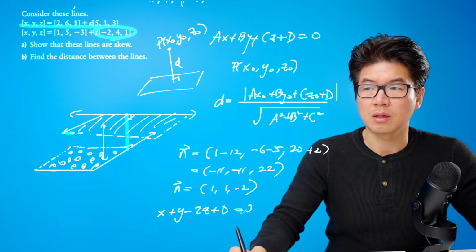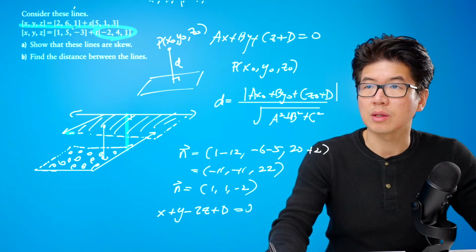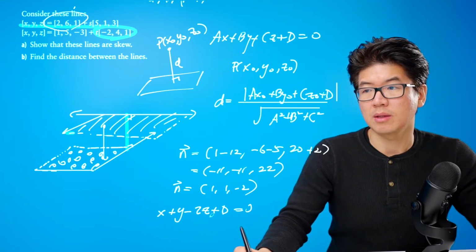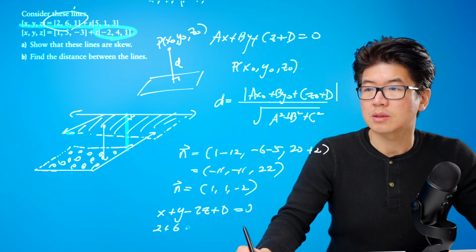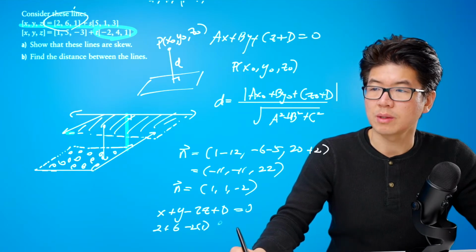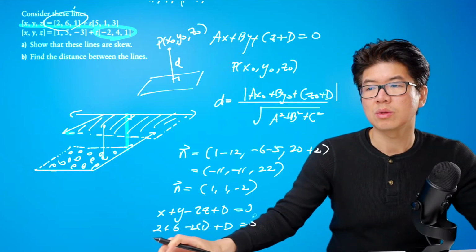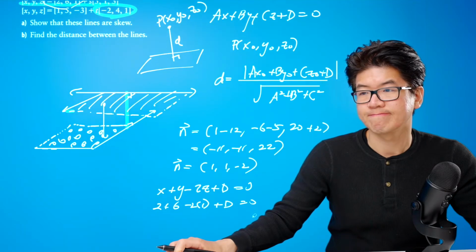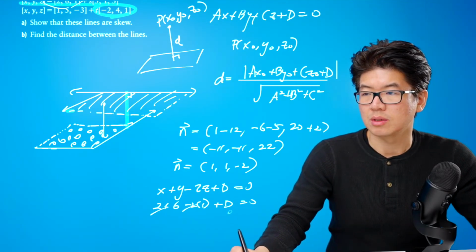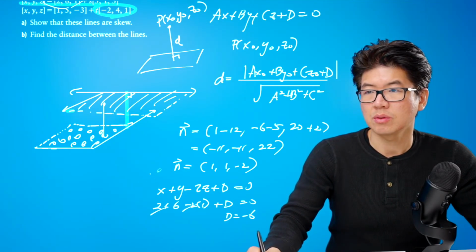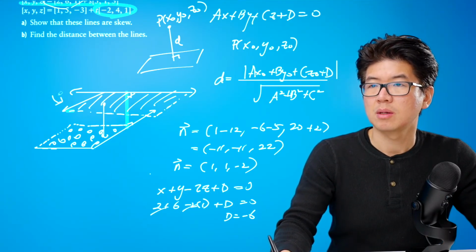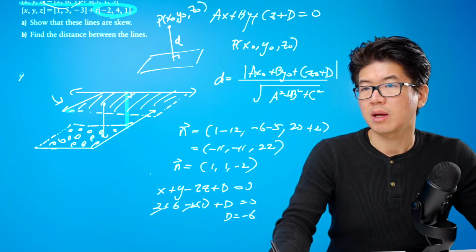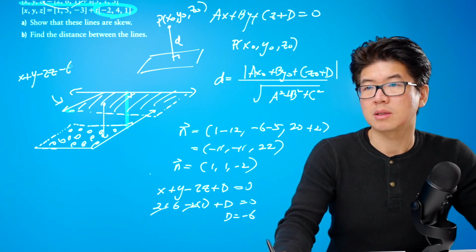How do we find d? Well, we have a point that's on the plane, so just plug that in. 2, 6, 1. The only unknown now is d. So d is equal to, you can see, negative 6. So this top plane, we can think of it as x plus y minus 2z minus 6 equals 0.